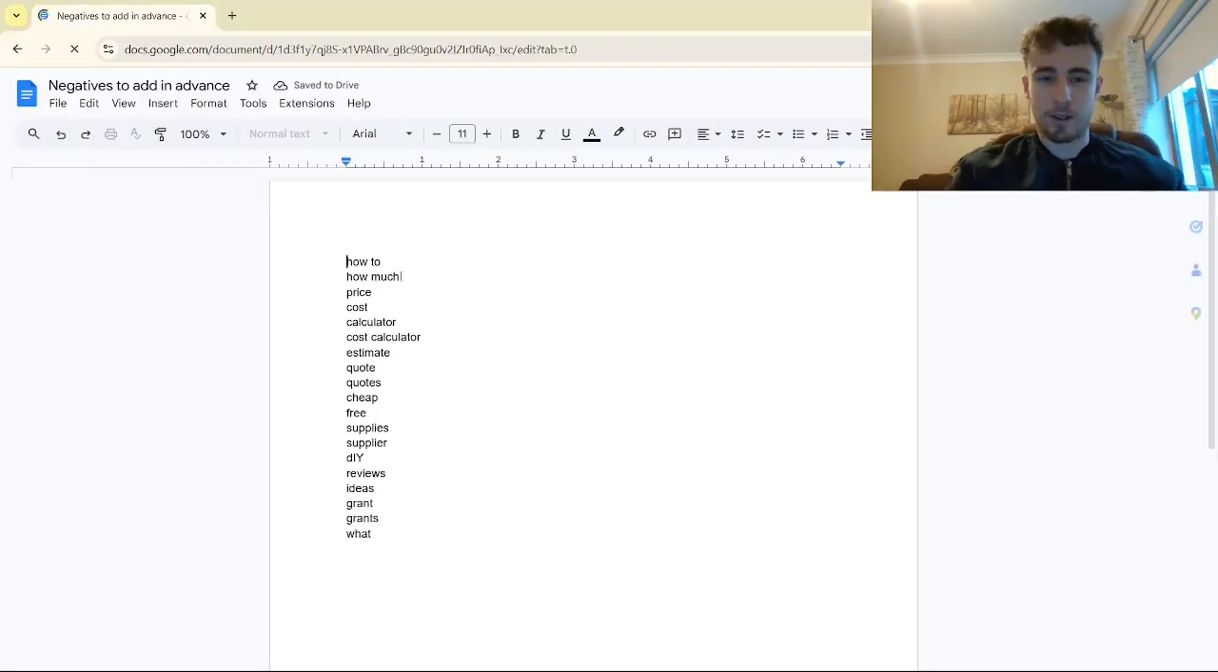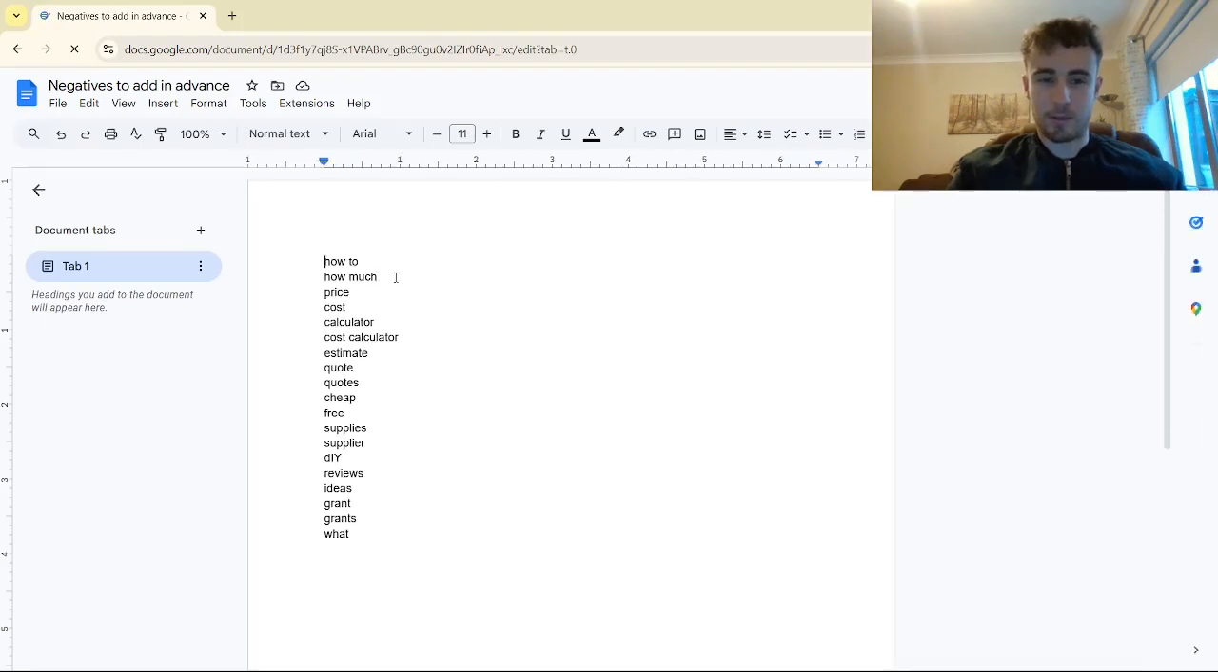And what you can also do, if you really want to make sure that you're only appearing for the most high quality, high buying intent search terms, is add all of these here as broad match negatives in advance to your campaign. So basically, you're not going to have your ads appear for anything that mentions any of these words essentially.